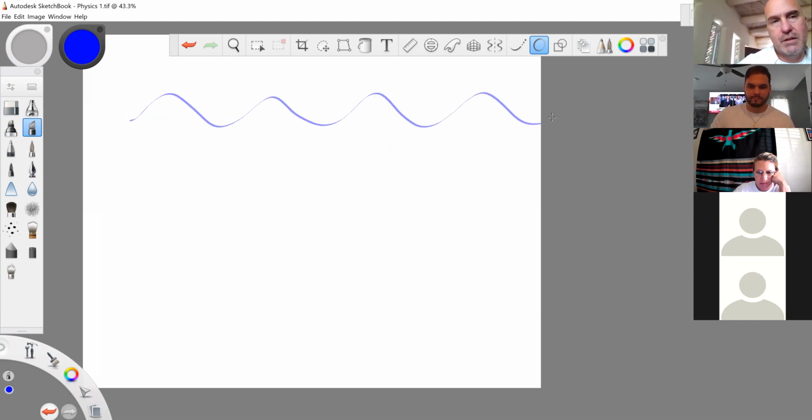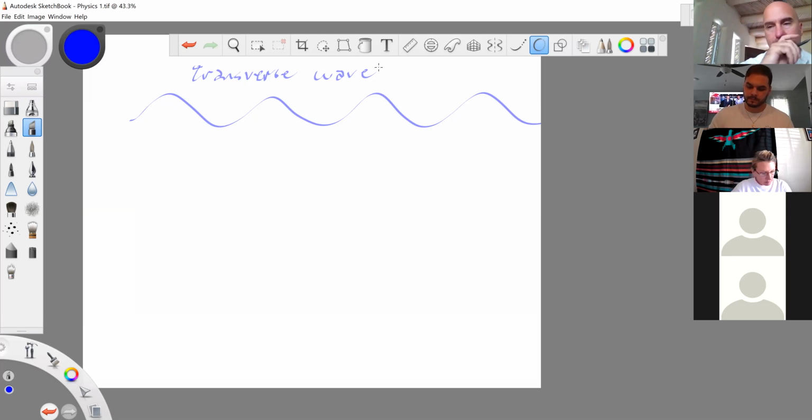This is called, technically speaking, a transverse wave. Sound is not a transverse wave. We draw it this way simply because it is so much easier to deal with.